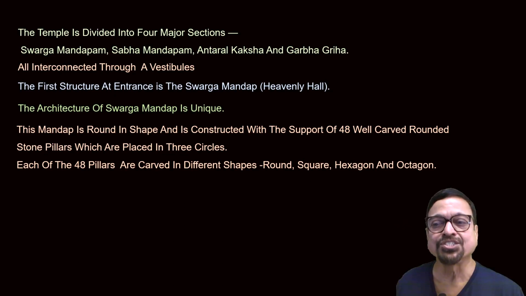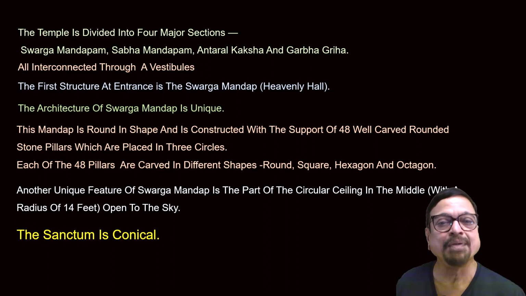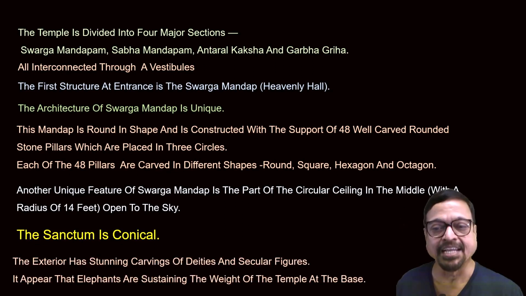Each of the 48 pillars is carved in a different shape: round, square, hexagonal or octagonal. Now another unique feature of the Swarga Mandapam is the circular opening in the ceiling in the middle with a radius of 48 feet. We have just seen this, and we are going to see many more specialities like this. And the sanctum is conical. This is another unusual thing.